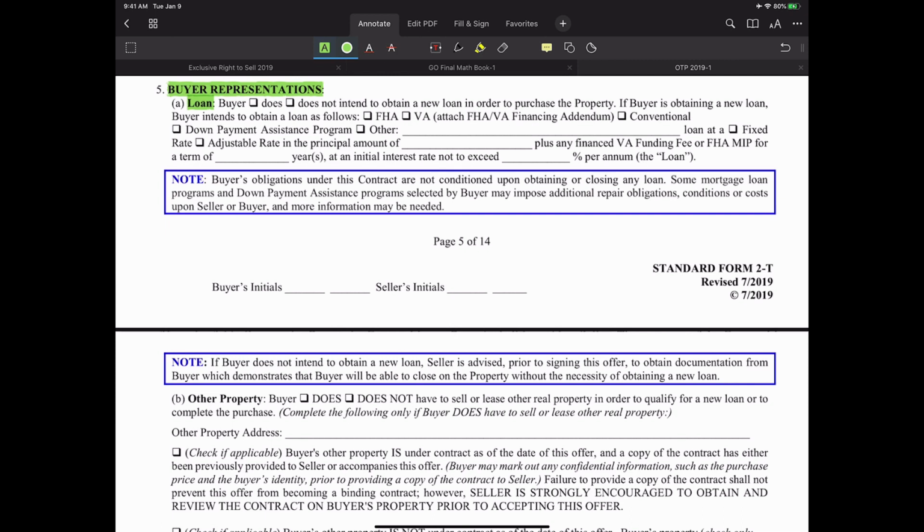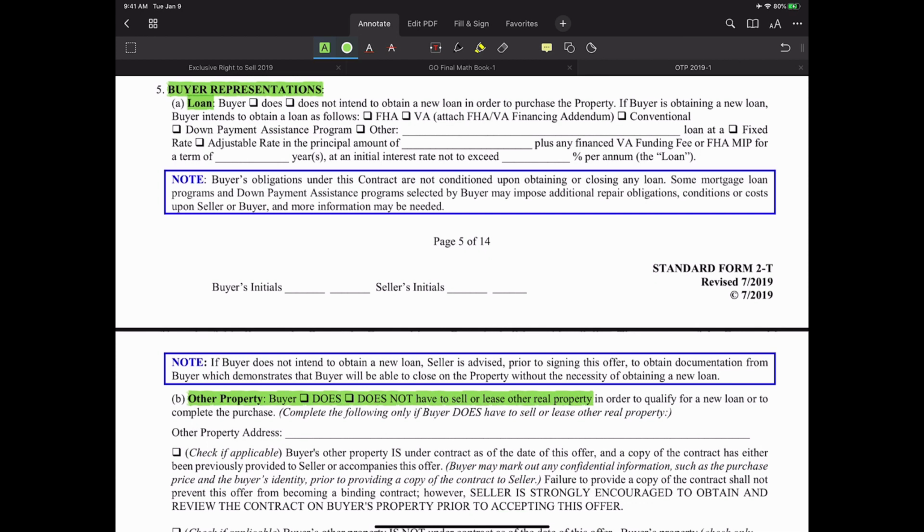I agree, and I think the people who wrote this contract do too, because there is a section here where you have to, as the buyer, admit whether you do or don't have to sell or lease other real property in order to get this house. So we don't have a contingent contract or anything like that anymore in North Carolina, but a buyer must be honest about whether or not they can buy the house without having to sell another home.